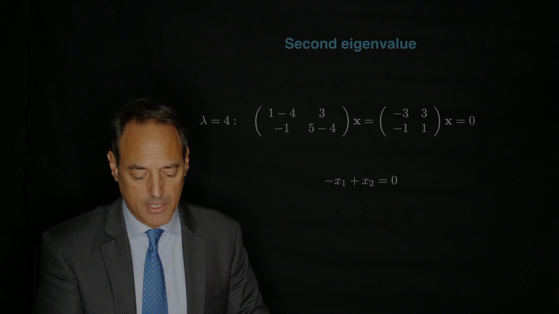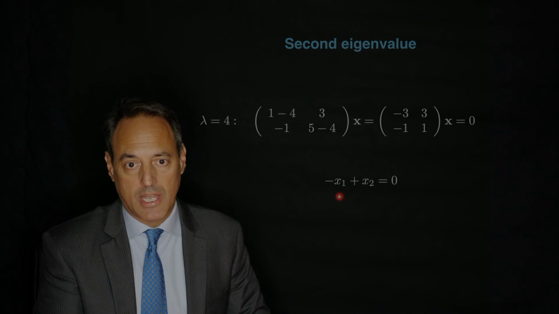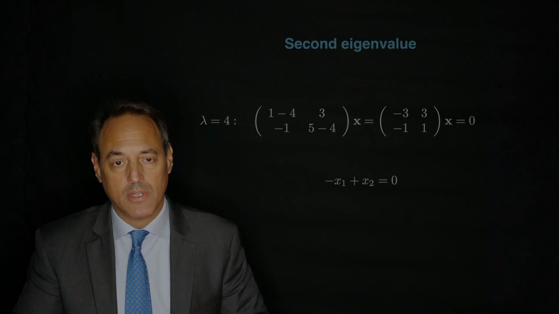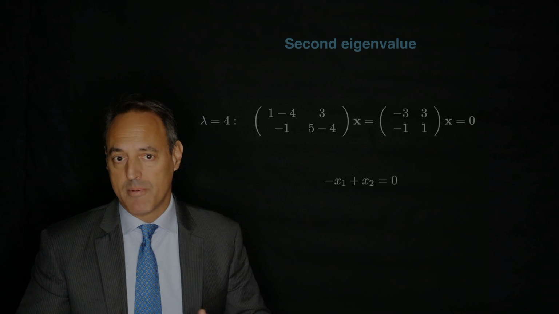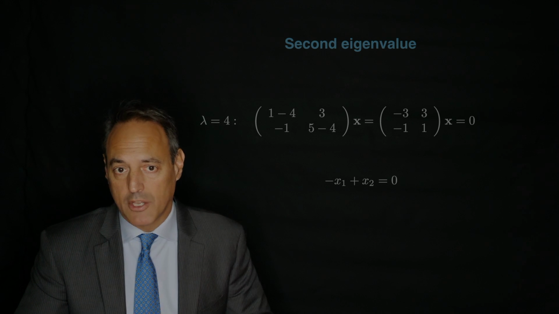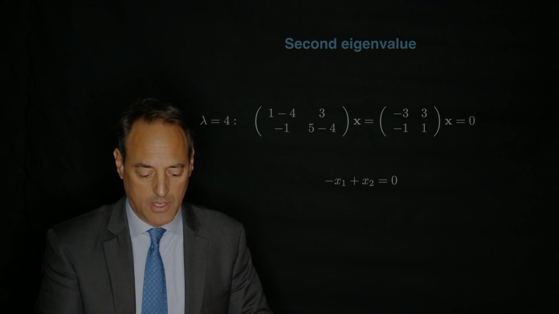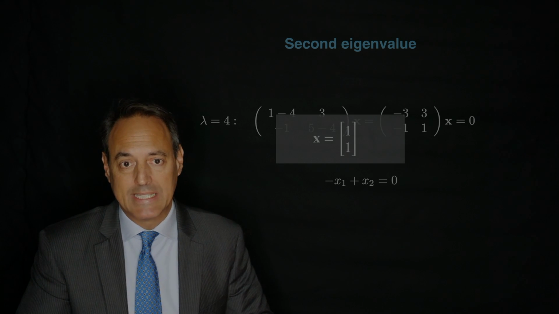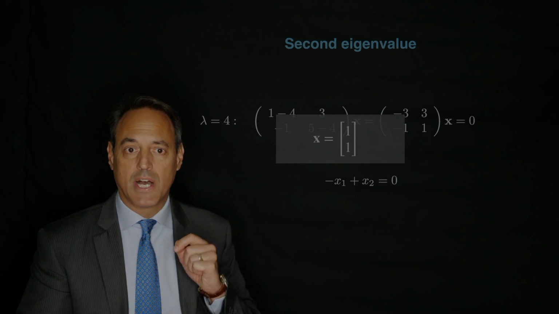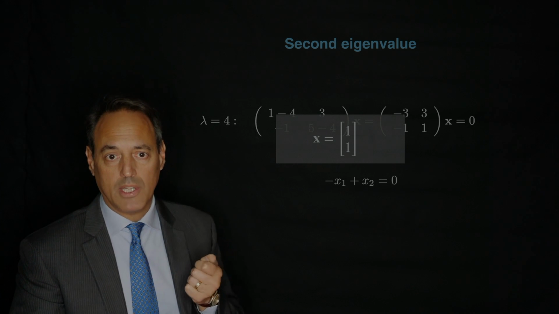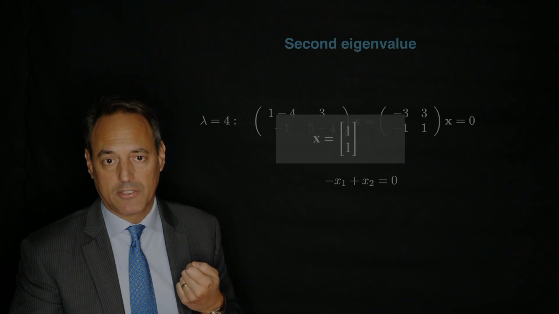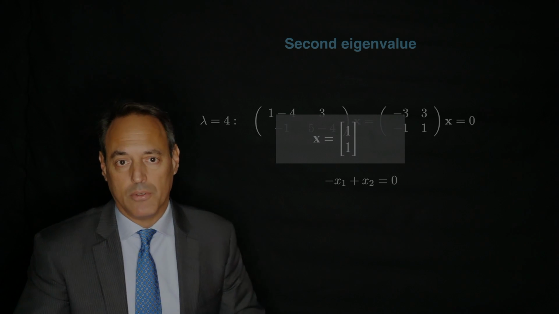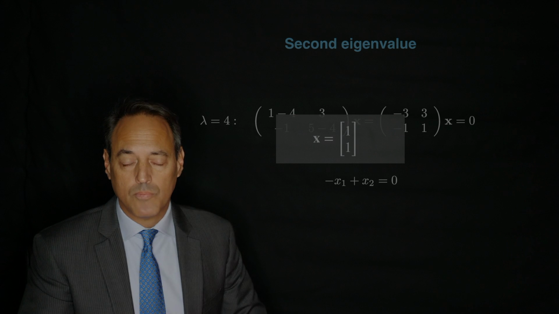So this one here is the second equation, negative x1 plus x2 is equal to 0. Again, underdetermined, and again, it gives me a lot of freedom about how to choose this. So I could pick x2 to be 1. And if I pick that to be 1 here, then x1 is 1. And this is a second eigenvector. So this eigenvector is in the direction 1, 1. It's different than the first eigenvector's direction. And this one is associated with the eigenvalue lambda equals 4.